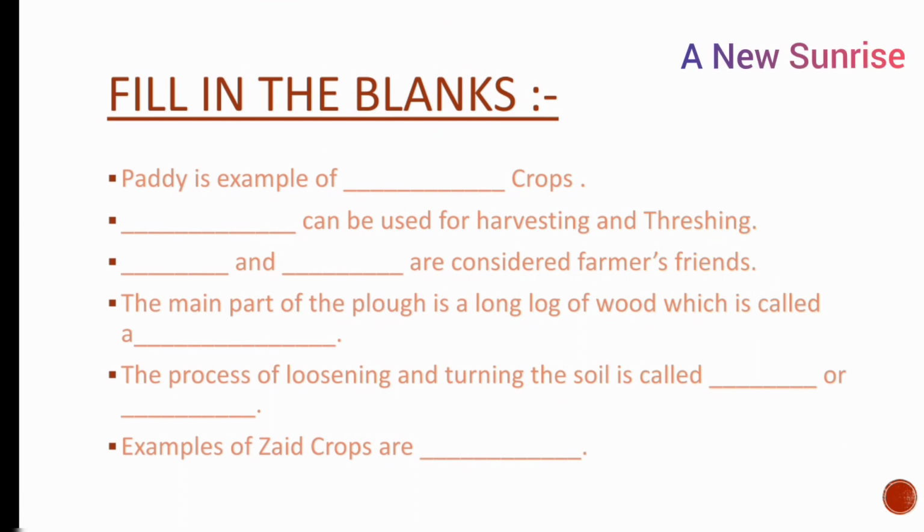Dash can be used for harvesting and threshing. Dash and dash are considered farmer's friend. What and what are considered farmer's friend? The main part of the plow is a long log of wood which is called a dash. You have to tell in the comment box. The process of loosening and turning the soil is called dash or dash. Examples of Zaid crops are, you have to just give the examples of Zaid crops.